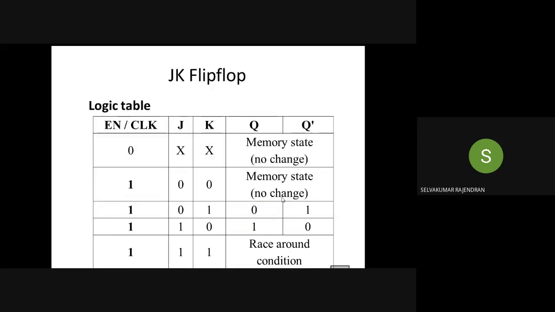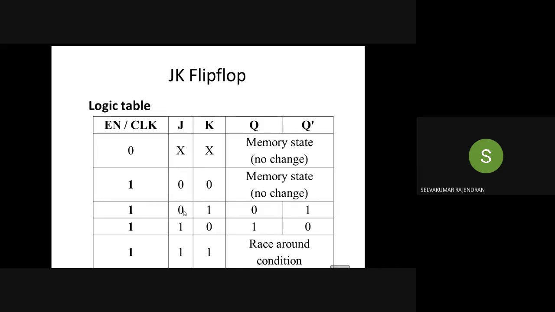So this is the logic table for the JK flip-flop. These things are already discussed in the circuit itself, so just to recall: when the clock is disabled, logic 0, irrespective of inputs J and K, the output of the JK flip-flop will be in memory state. It retains the memory state. When the clock is enabled and both inputs are 0, 0, it is still in memory state. There is no change in the output.